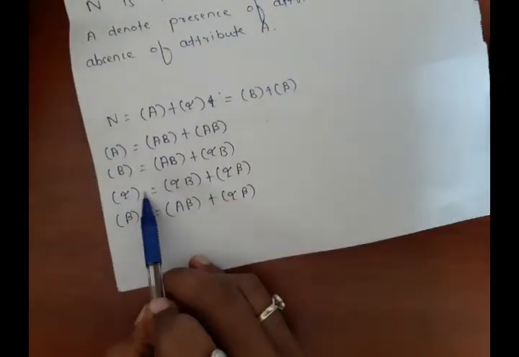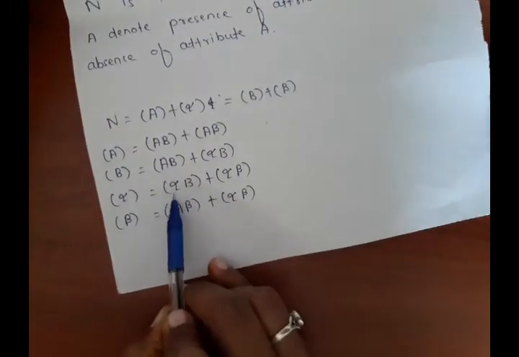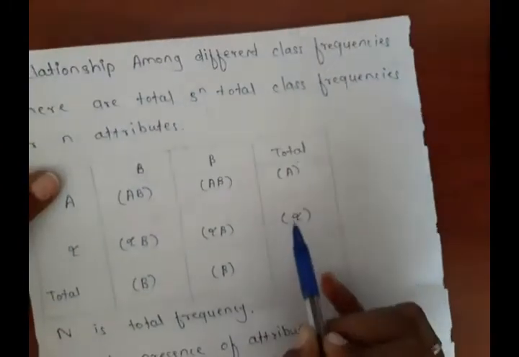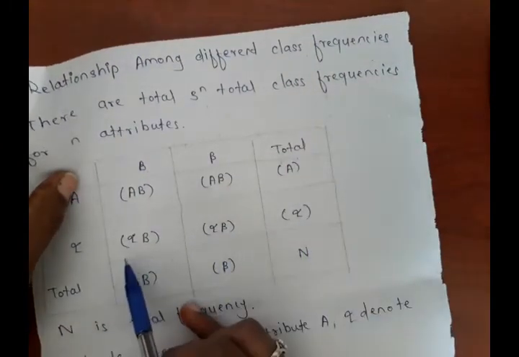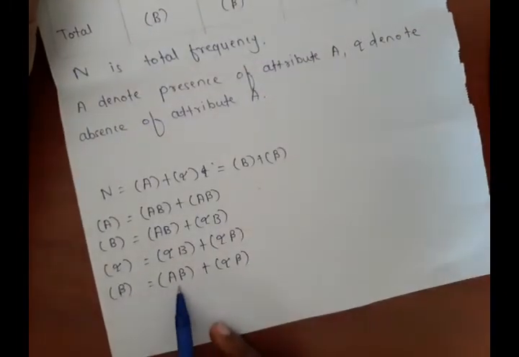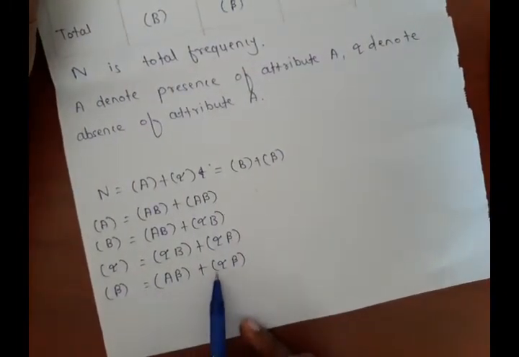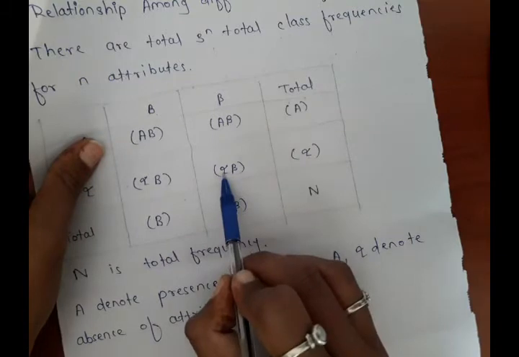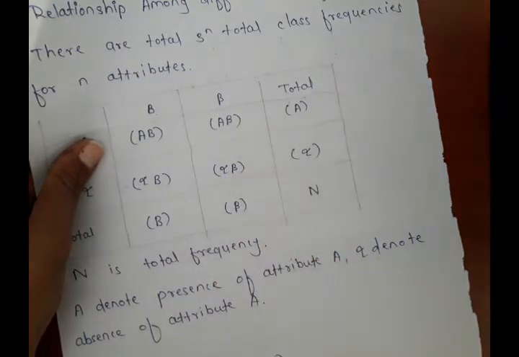Next, (α) is equal to (αB) plus (αβ). Next, (β) is equal to (Aβ) plus (αβ).